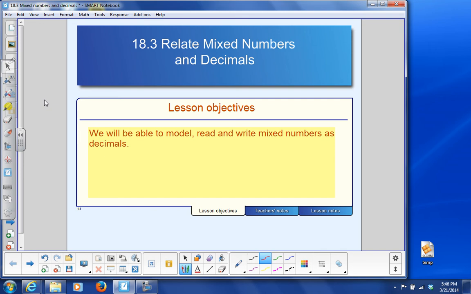Okay, so for tonight's video, we're going to be talking about mixed numbers and decimals. We've been working with regular fractions and turning those fractions into decimals, or understanding how fractions and decimals relate to each other. And now we're going to do the same thing but with whole and mixed numbers.